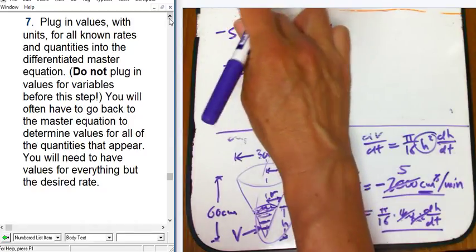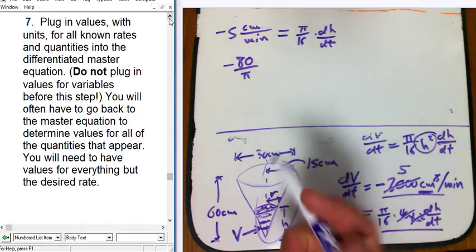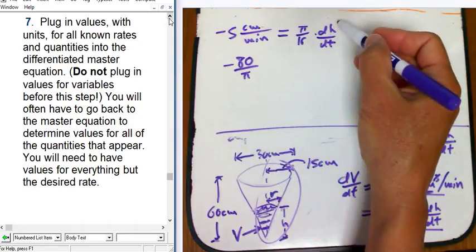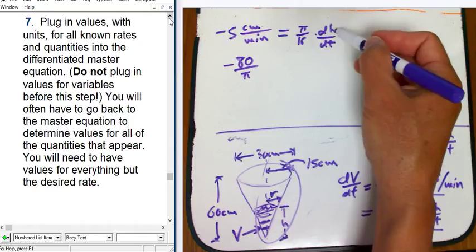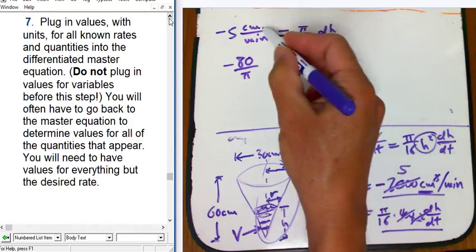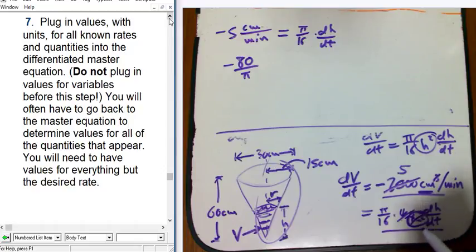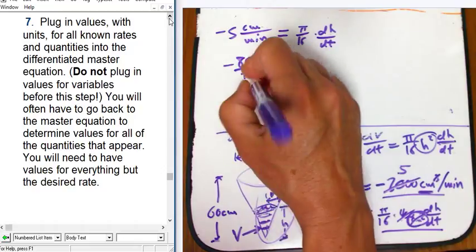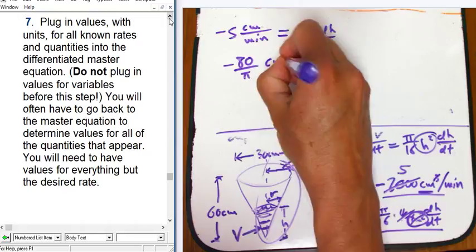But notice what I did. I thought, wait, this is supposed to be a length or a height or depth, and with differentiating with respect to time, that should just be centimeters per minute. Why is it still cubed? It's because I forgot to put units into a quantity there. Okay, and we're done.